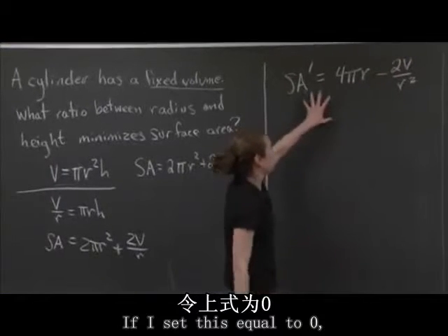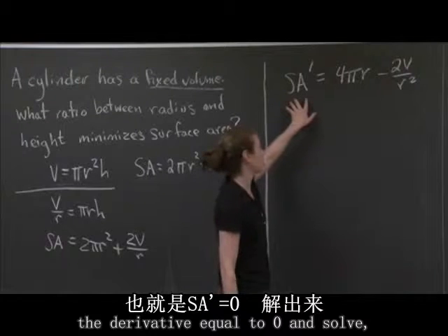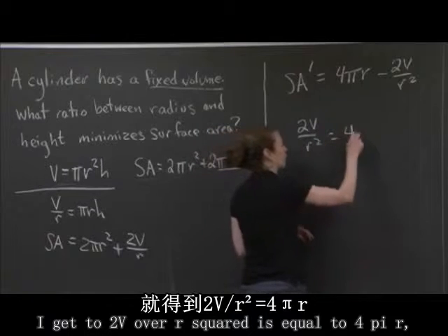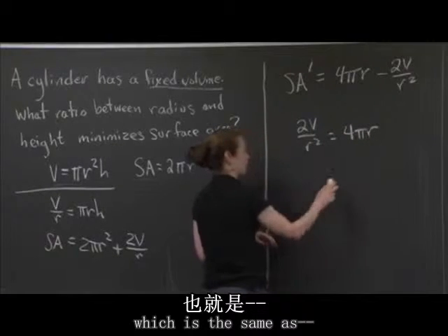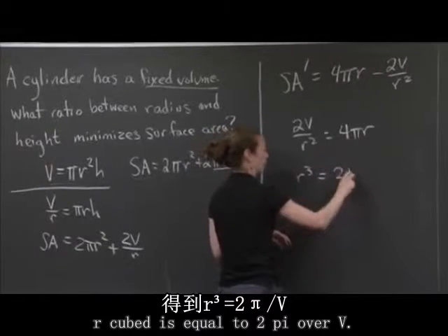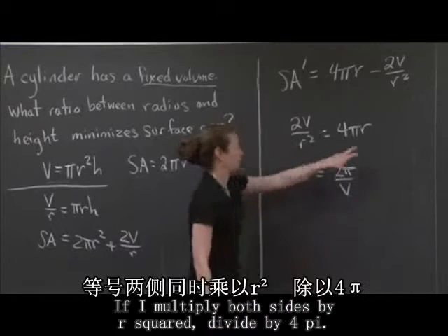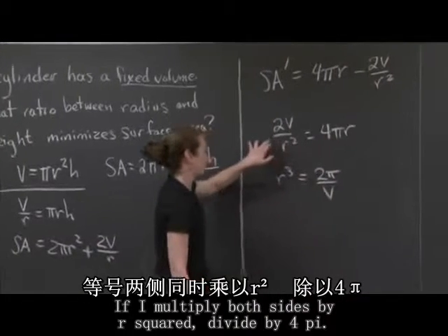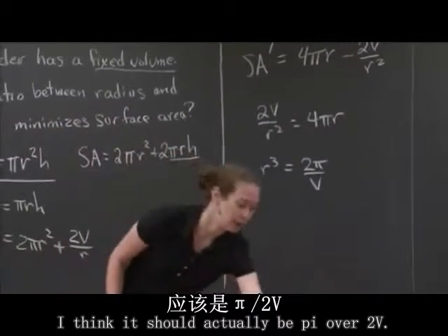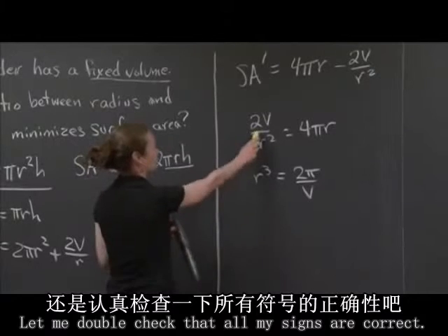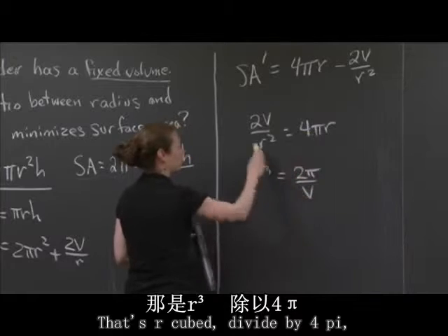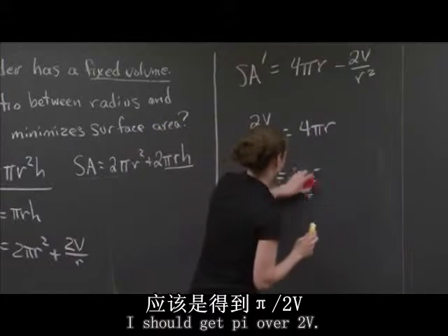If I set this equal to 0, the derivative equal to 0, and solve, I get 2v over r squared is equal to 4 pi r, which is the same as, I'm going to put it on this side, r cubed is equal to 2 pi over v. Let's just check. If I multiply both sides by r squared, divide by 4 pi. Ooh, I did it backwards. I think it should actually be pi over 2v. Let me double check that all my signs are correct. That's r cubed. Divide by 4 pi. I should get pi over 2v.